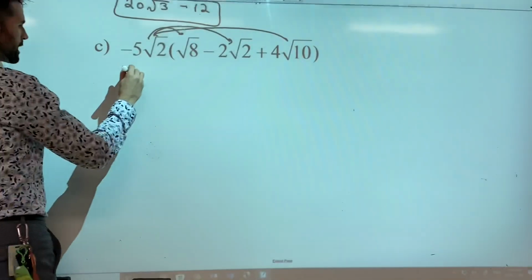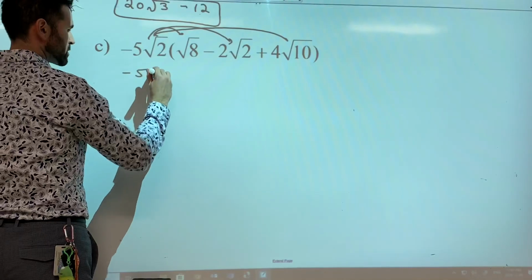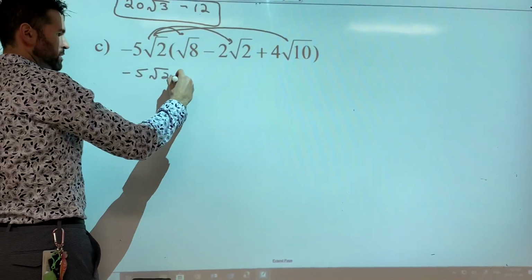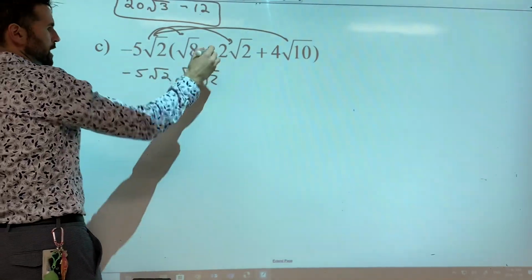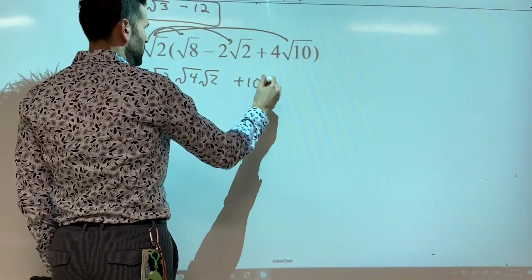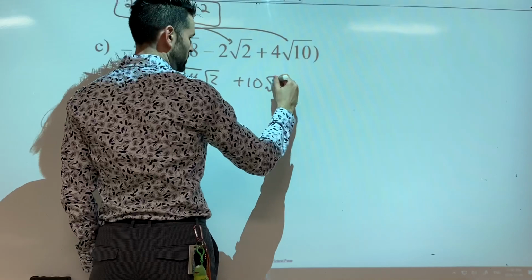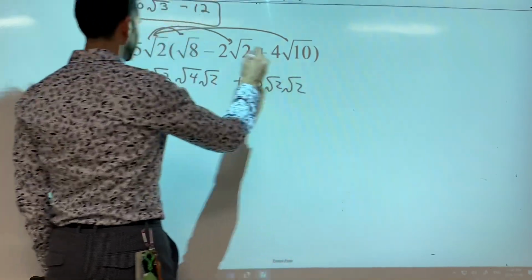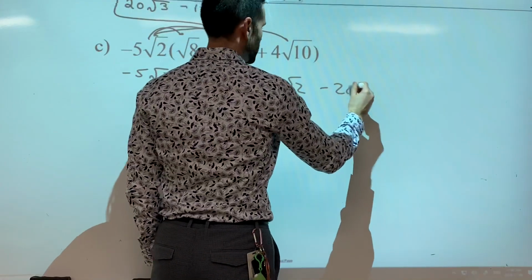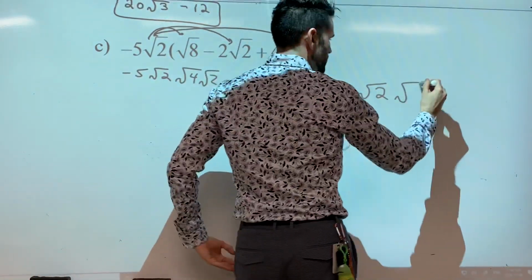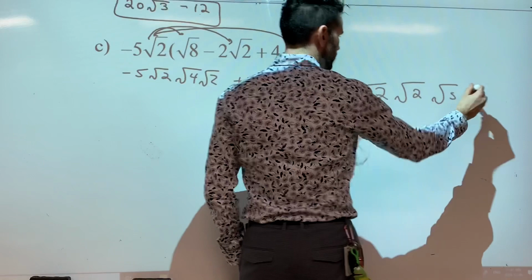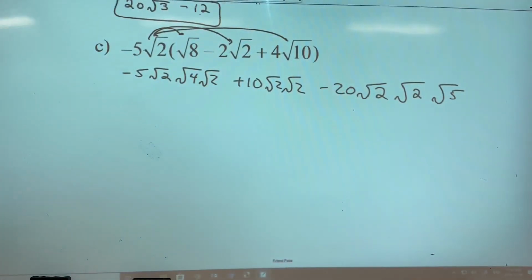So I'm going to get negative 5 and then times square root 2. I'm going to start breaking down the square root 8. It's square root 4 times square root 2. Negative 5 times negative 2 is positive 10. And then square root 2 times square root 2. And then 4 times negative 5 is negative 20. I'm going to recopy the square root 2, and then square root 10 is square root 2 times square root 5. So I'm just trying to do a little bit of work.